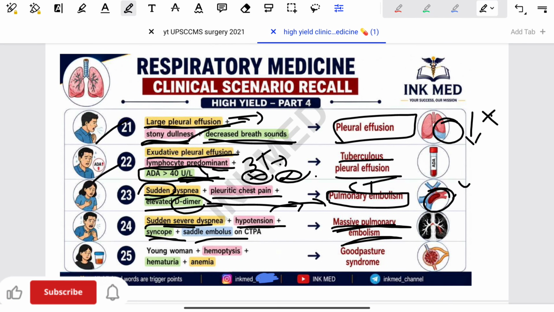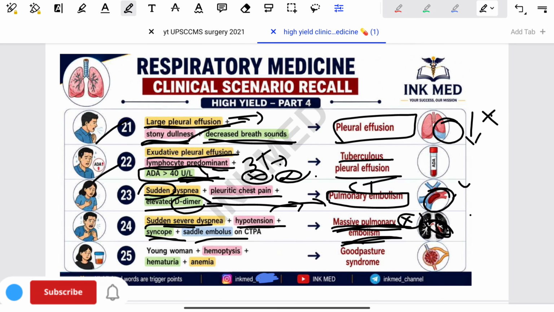The trick is to imagine the clot sitting like a saddle over the pulmonary artery. The large clot causes severe obstruction leading to shock. Example: massive pulmonary embolism causing hemodynamic instability requires immediate thrombolysis unless contraindicated.